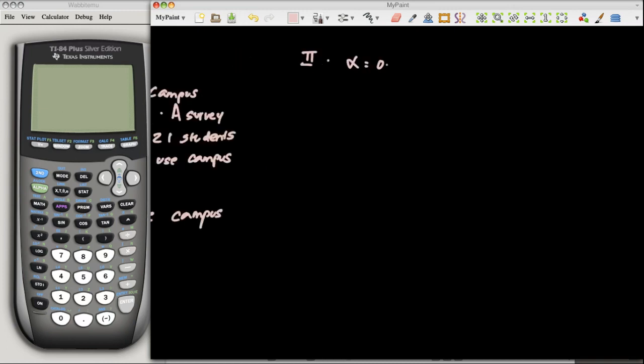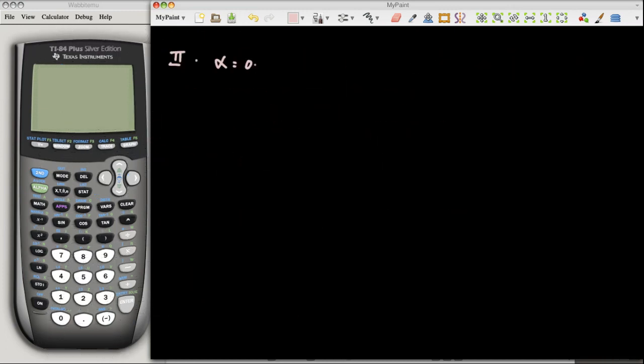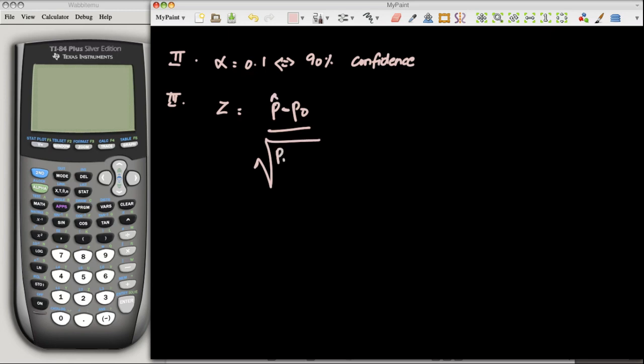Step 2. Alpha is 0.1. Since alpha is 0.1, that would imply 90% confidence in our conclusion. Step 3. We find the test statistic. The test statistic is P hat minus P naught over square root of P naught times 1 minus P naught over n.